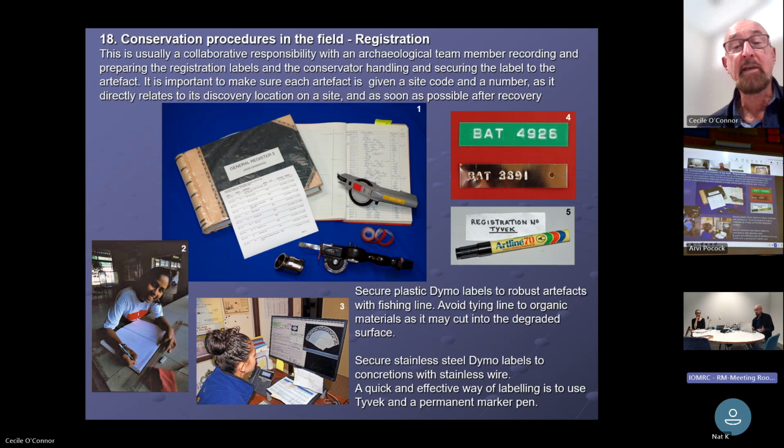We use Dymo labels. They're more durable. The modern ones and the ticker machines are not very good. They don't last. We can use Tyvek, which is a sort of a woven material, artificial material, and we can use a permanent marker to write on it, which is a simple way of labeling something in the field. But documentation and record keeping is very important.